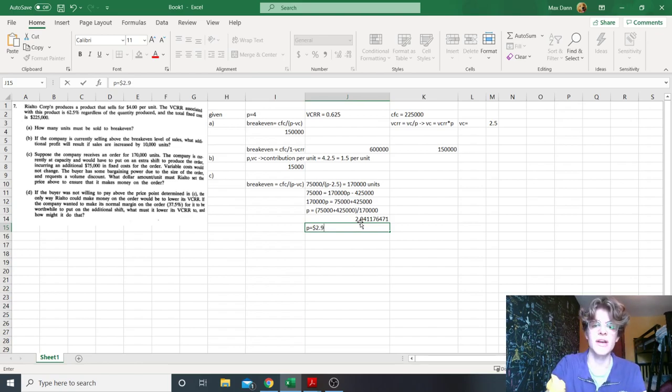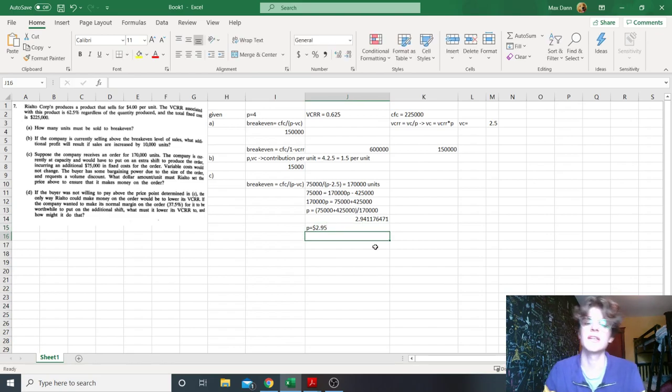Or actually, we're going to round up to 95 cents, because otherwise we're going to lose money. So we need to charge a minimum of $2.95 in order to make some profit on this order.